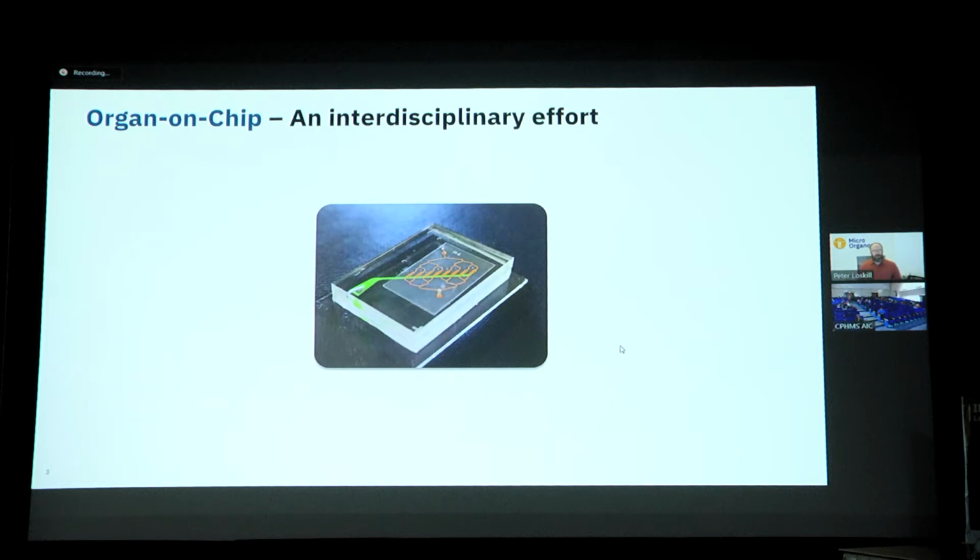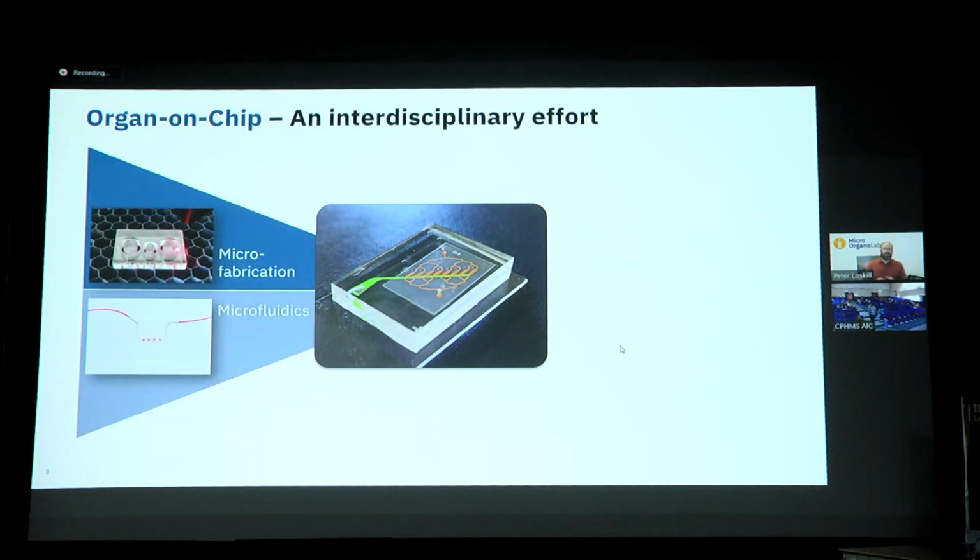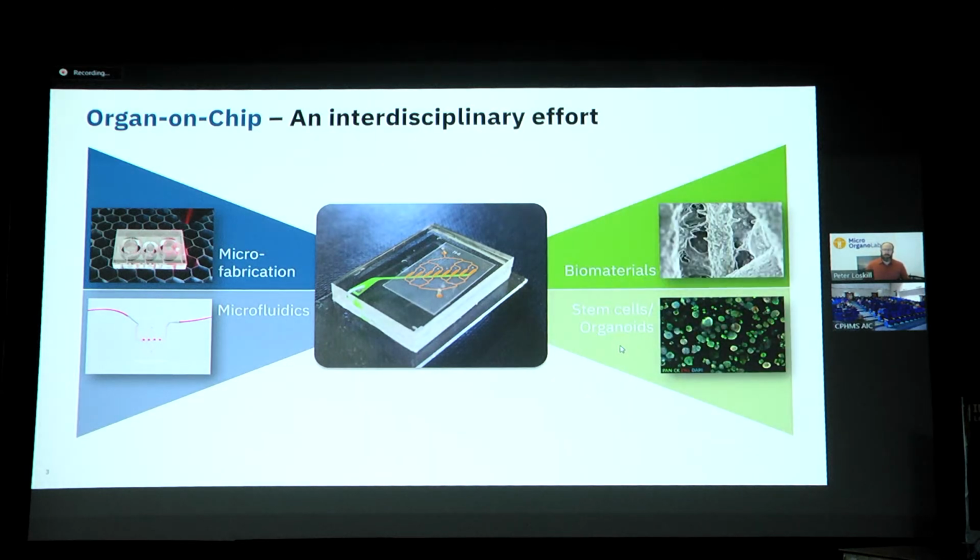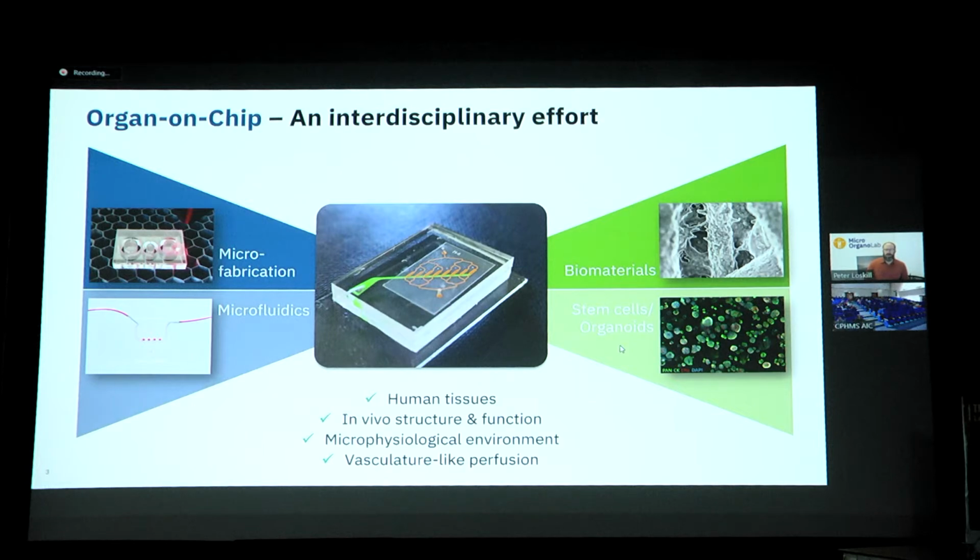For us, important for the organ-on-chip systems is that it is an interdisciplinary effort. So it's not a microfluidic system which is being developed somewhere and then the biology being done somewhere else. We really try to be at the interface of the microfabrication and microfluidics, and on the other hand, the biomaterials and the stem cells and the organoids. What we're always aiming for is to have a system which has a human tissue, which is very important for us, an in vivo structure and function, a microphysiological environment, and a vasculature-like perfusion.